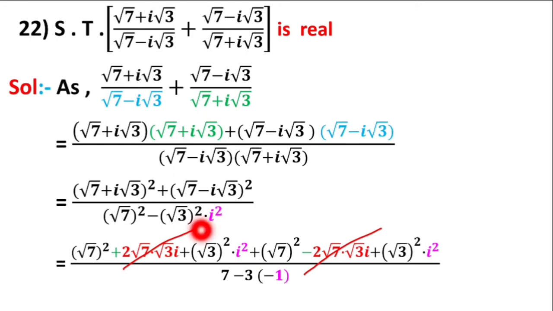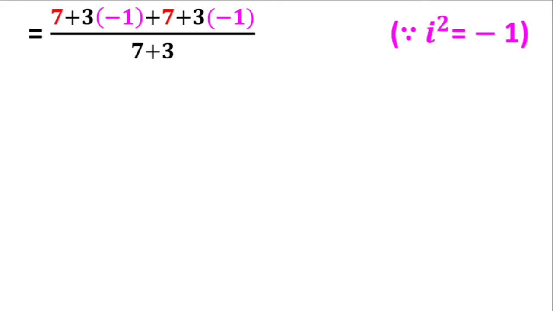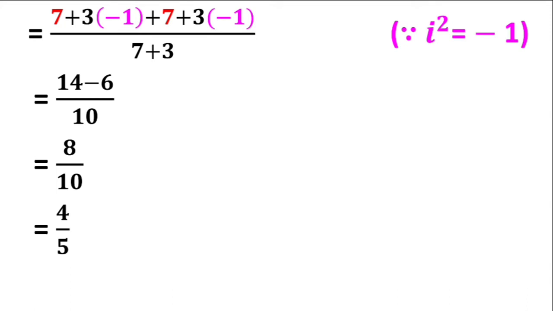Okay, this becomes 7, then 3 into minus 1 becomes minus 3, again it is 7 and here minus 3. Means 7 plus 7, 14 minus 6 upon 7 plus 3. 14 minus 6 at numerator. See here, 7 minus 3 plus 7 minus 3 upon 7 plus 3 becomes 14 minus 6 upon 10, and that is nothing but 8 upon 10, which is nothing but 4 by 5 after simplifying. Hence this is a real number.